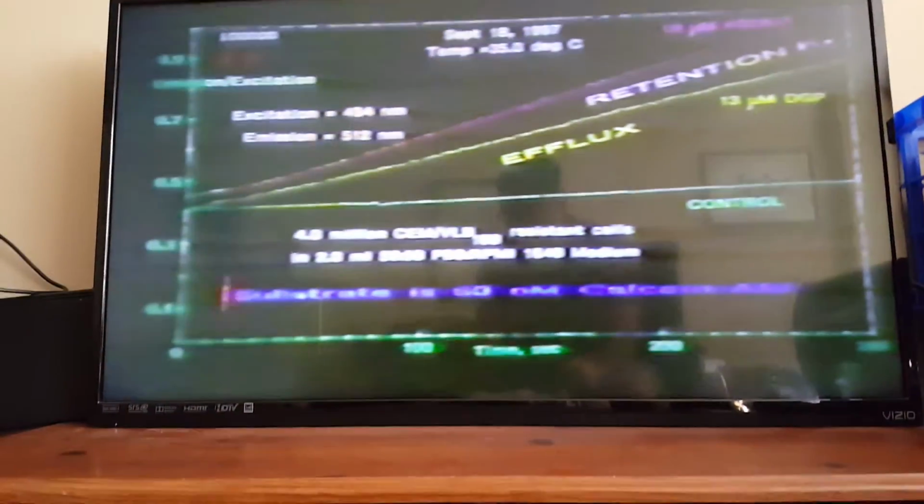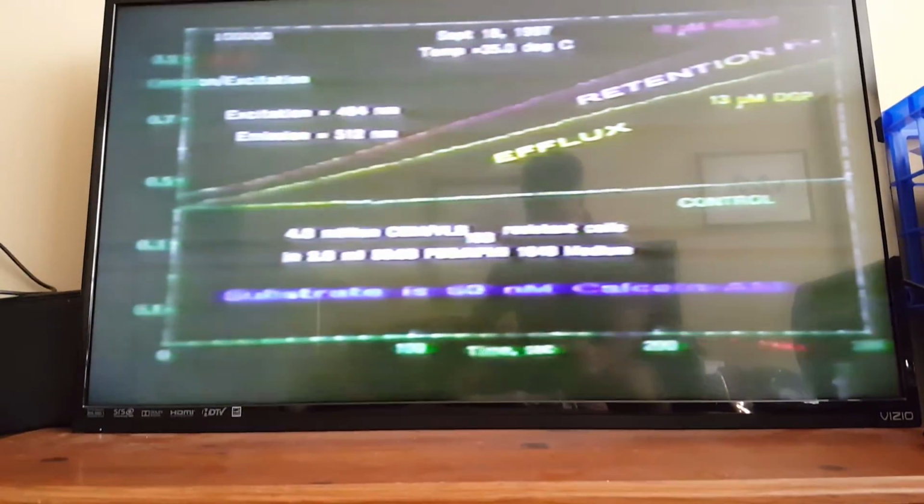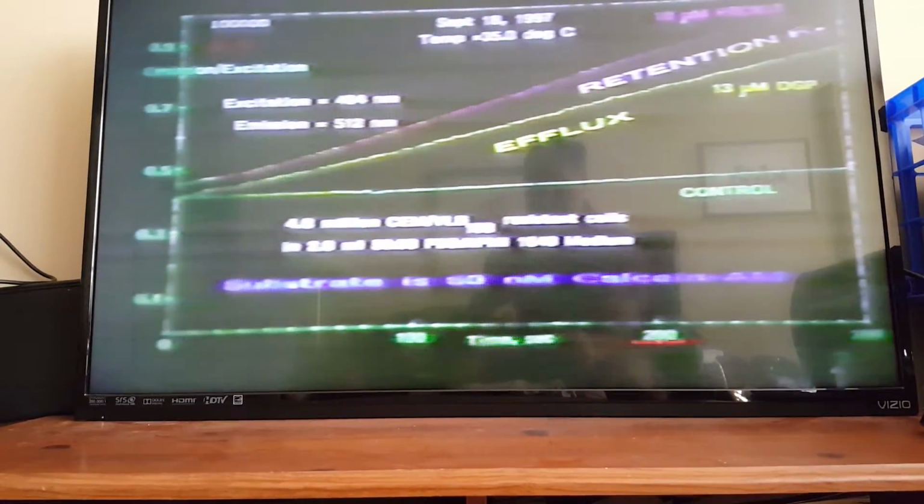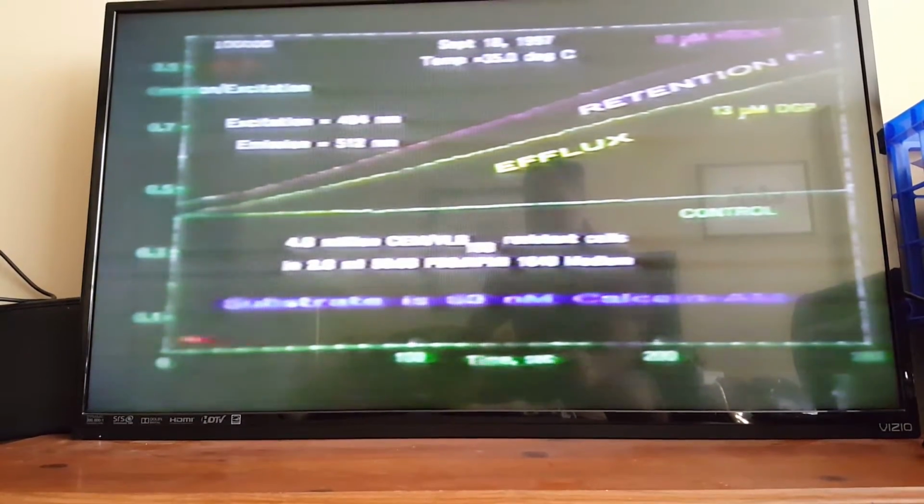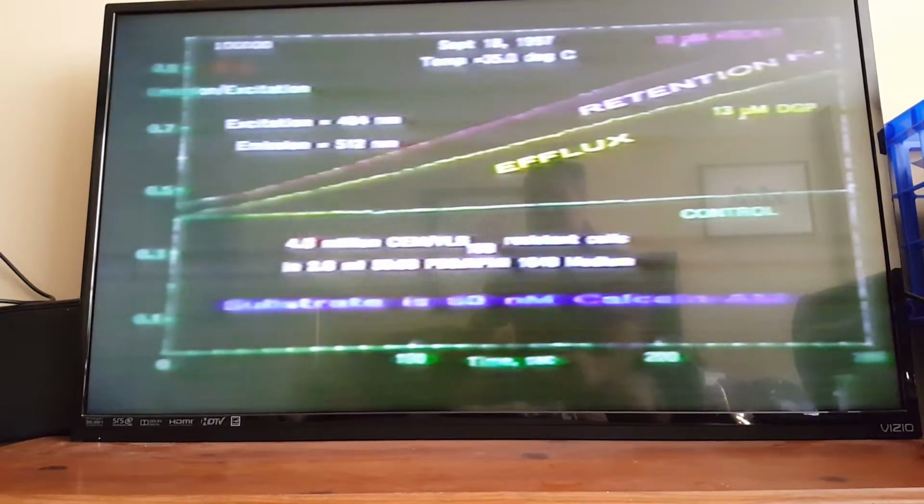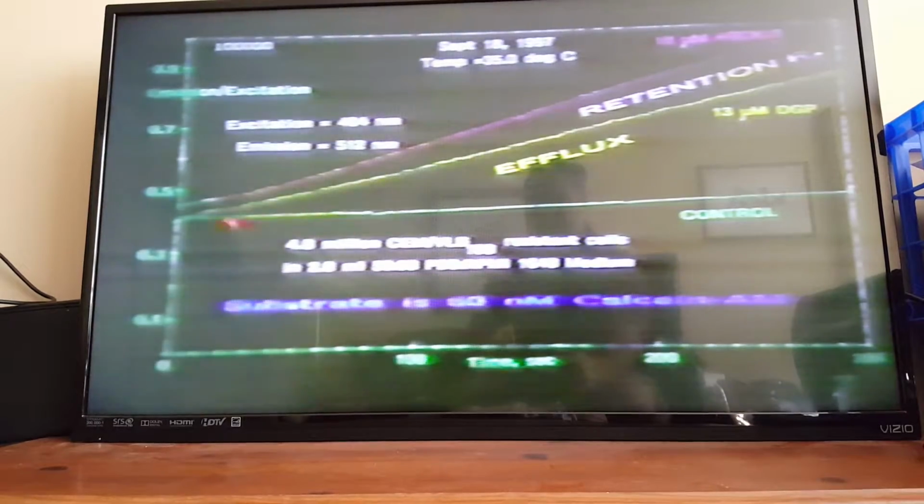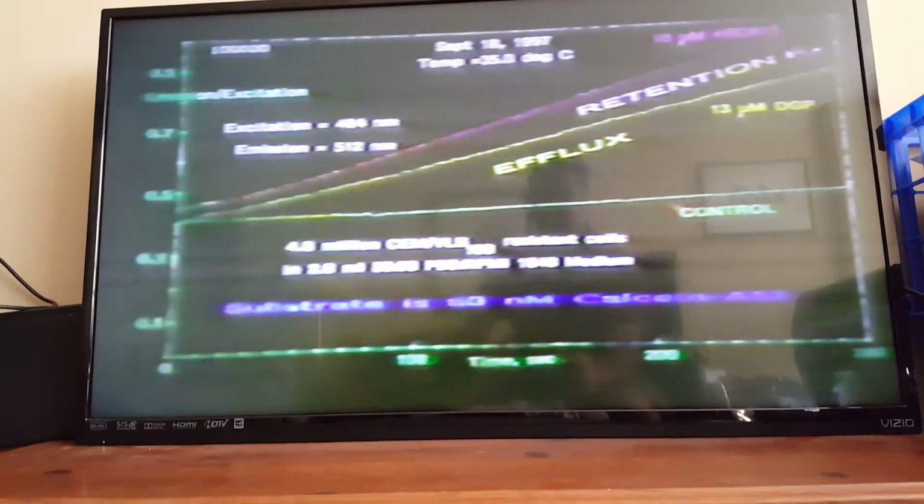Okay, all of these plots will be the same. They'll also all be emission over excitation ratio, and they'll all be time in this axis. Now the time scale will change depending on the substrate concentration. Obviously, the rate goes up when you increase the substrate. Okay, this is the control at 60 nanomolar calcium AM. The control is close to 0 in this experiment.